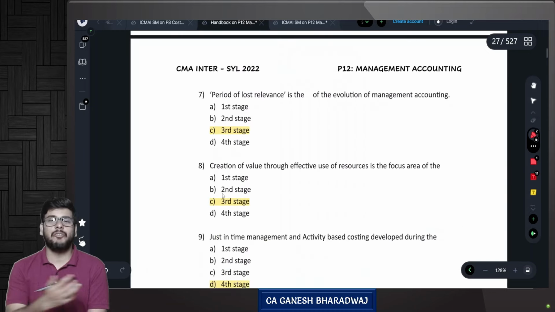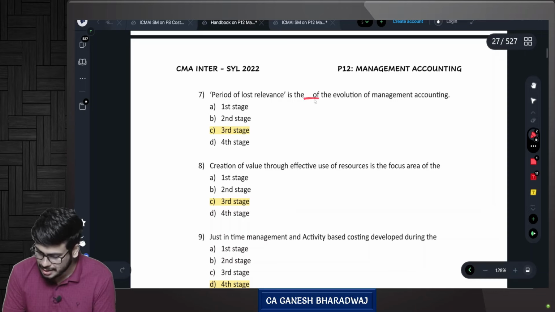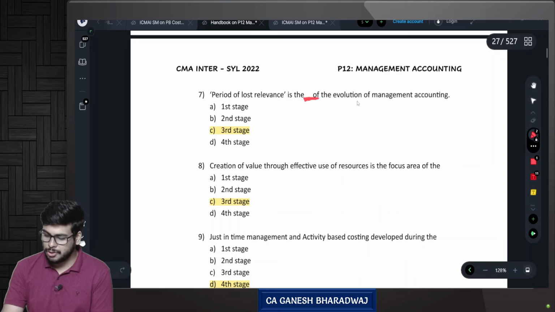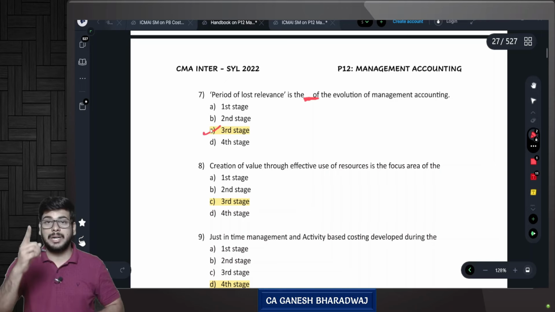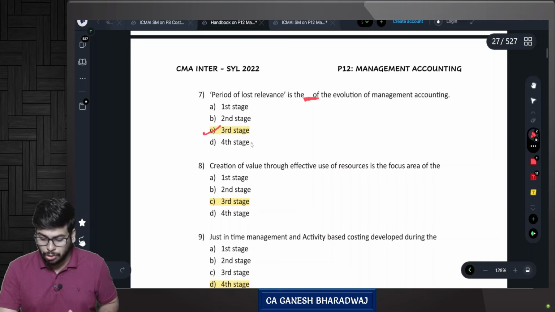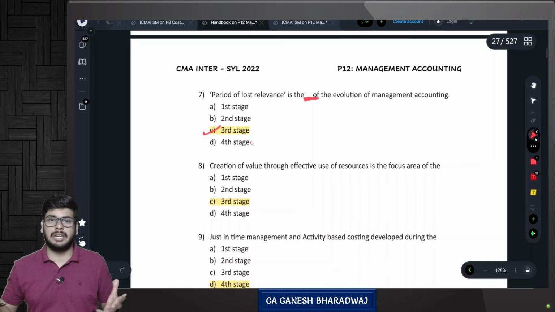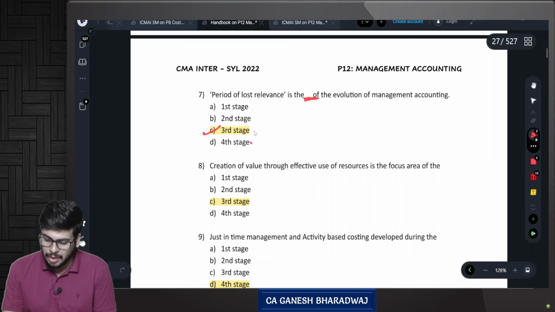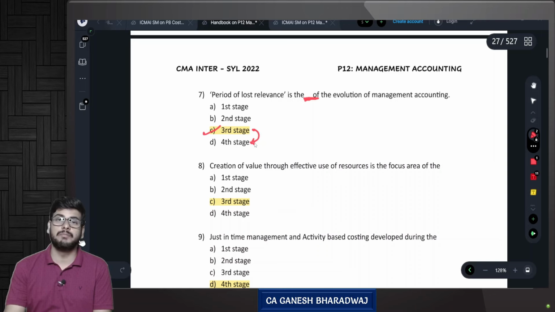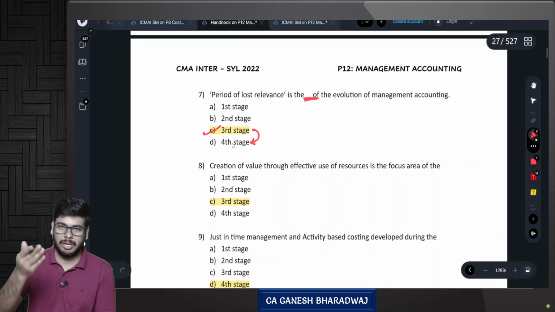The period of lost relevance is the dash of the evolution of management accounting, that happened in the third stage. I told you, because the fourth stage had a lot of technological advancement. That is the current era. So from the third stage, we moved to the fourth stage. The focus is on value creation, strategic analysis and all. So the third stage is often called a period of lost relevance. We saw that.